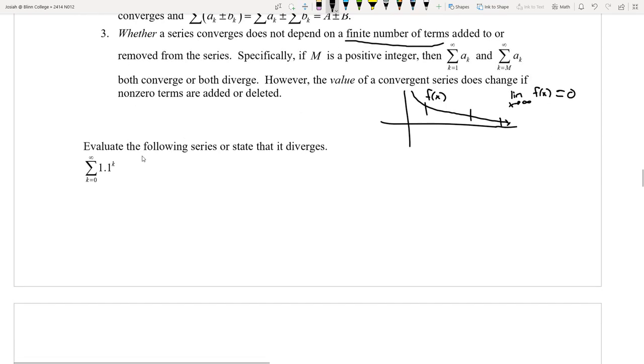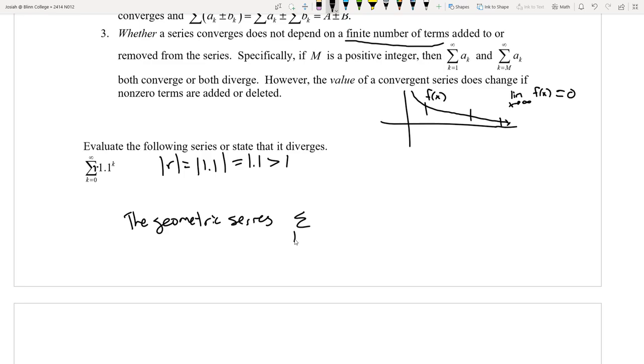All right, again, evaluate or state that it diverges. We take a look at this and see that this is, in fact, going to be a geometric series. We see a here is 1, so we have 1 times r to the k. r is the important piece. The absolute value of r is the absolute value of 1.1, which is equal to 1.1, which is greater than 1. So the geometric series from k equals 0 to infinity of 1.1 to the k diverges.